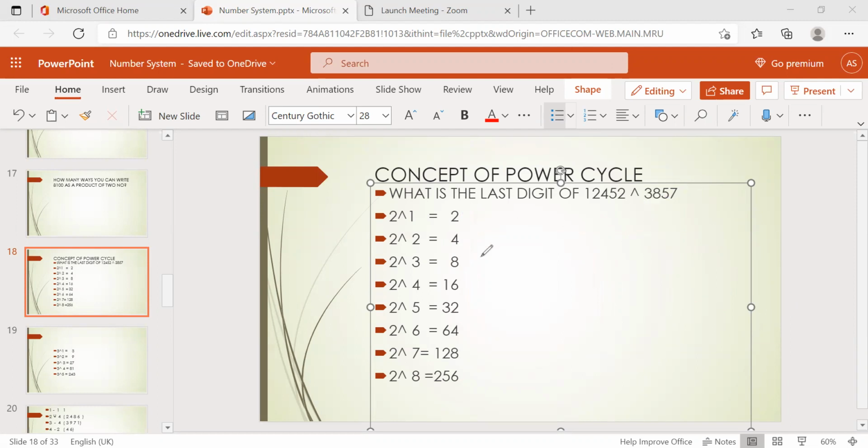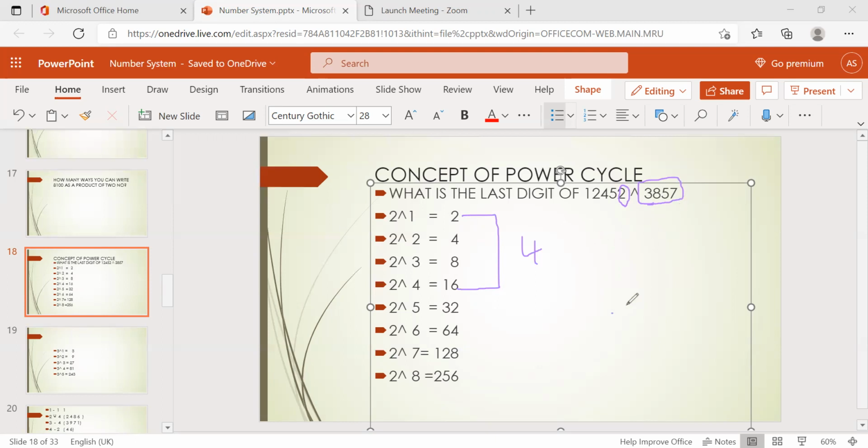So what is the use of this? It's repeating after 4 numbers, yes, of course. But how do we use this power cycle to find the unit digit of this number? Now check how to find this unit digit. Here the unit digit of the base is 2. So whatever the power is here, it is 2 power 3857. So what will be the last digit?